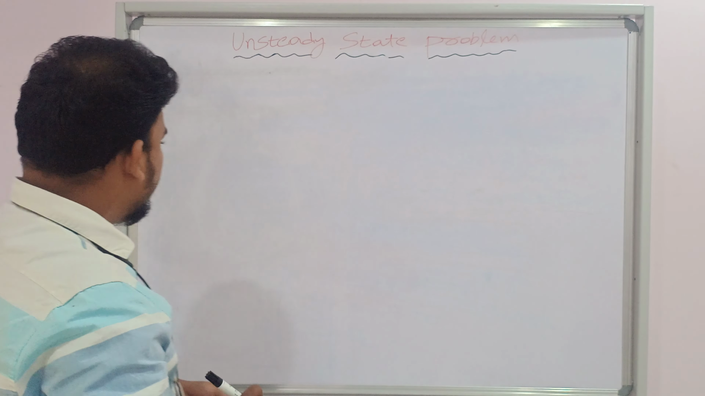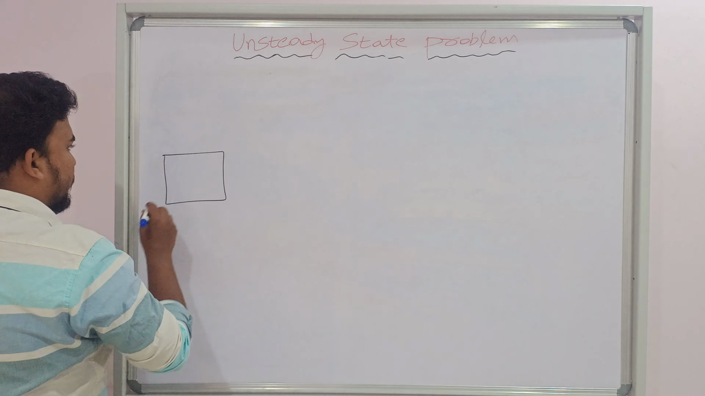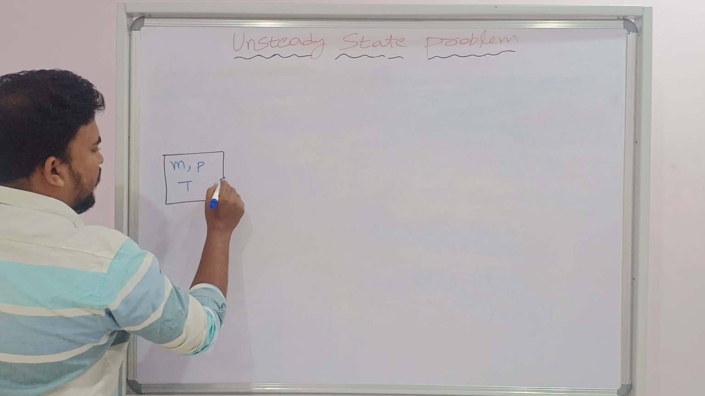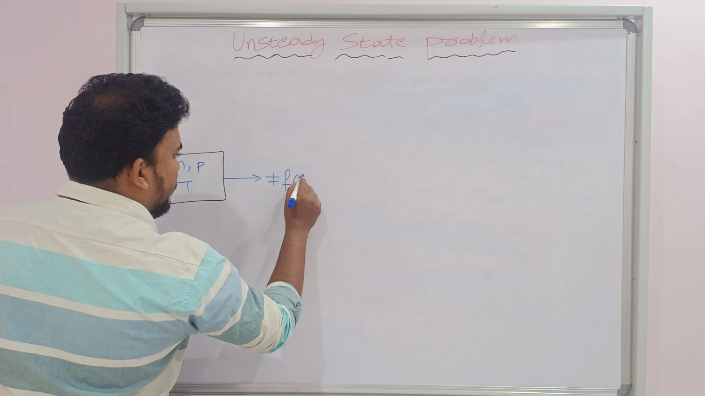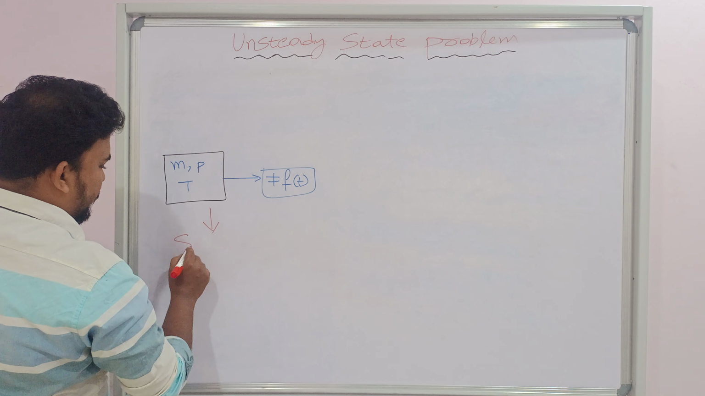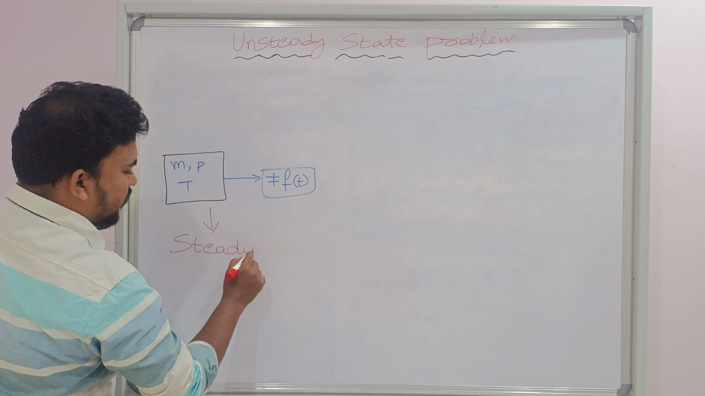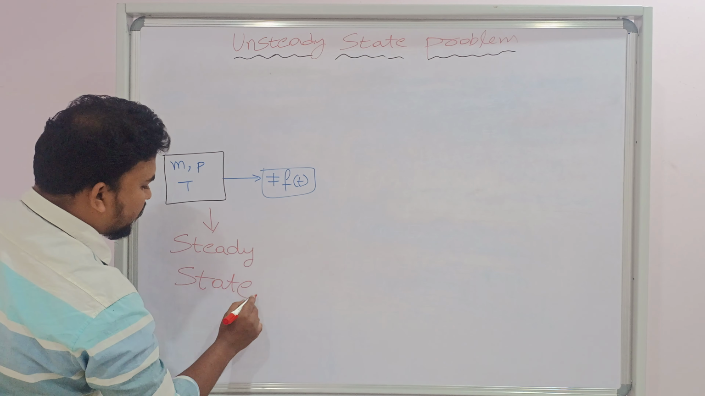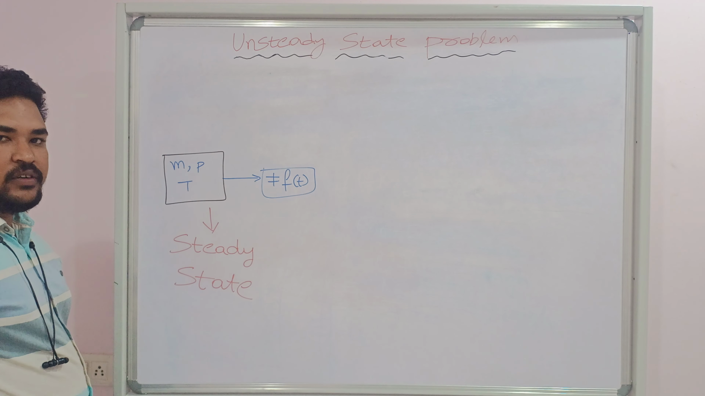What is steady state, my dear friends? If I take a system, the system possesses some properties like mass, pressure and temperature, which are not a function of time. Then the state of the system is steady state. More precisely, if the system has some properties which are not changing with respect to time, then the system is said to be in steady state condition. Correct?